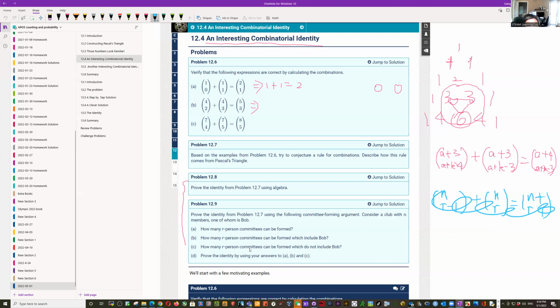Blair, would you try to read the problem until A? Prove Pascal's identity using the following committee forming argument. Consider a club with n members, one of whom is Bob. How many r-person committees can be formed? Yeah. So for problem A, how many ways can you form this committee? n choose r. Yeah, exactly. So that's a flat n choose r problem.